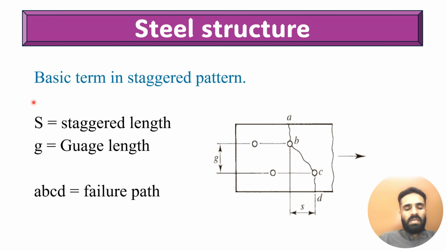These two dimensions are very important. They depend on the direction of the applied tensile force. Here the tension force is applied in this direction, so this will be s and this will be g. If the force in some cases is applied in this direction, then this will be g and s will be this. Remember this. It will transform.